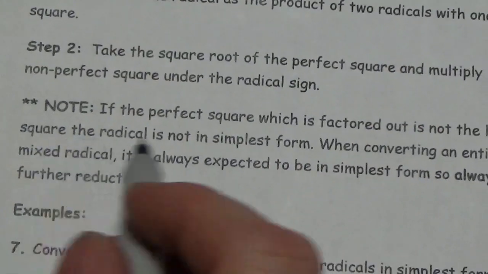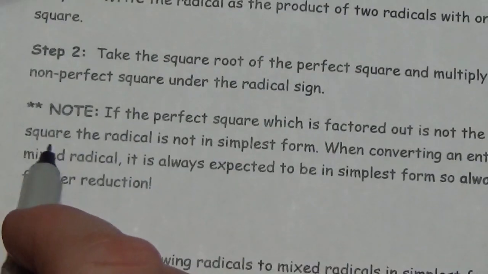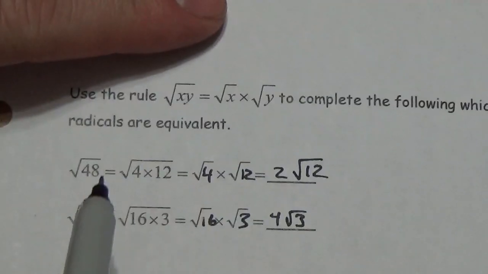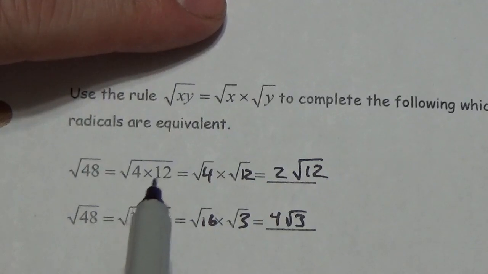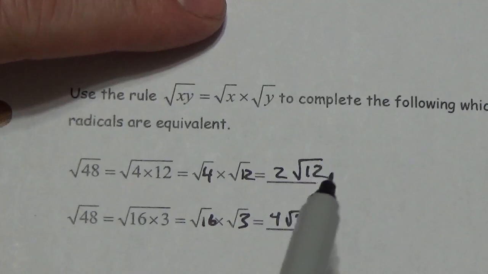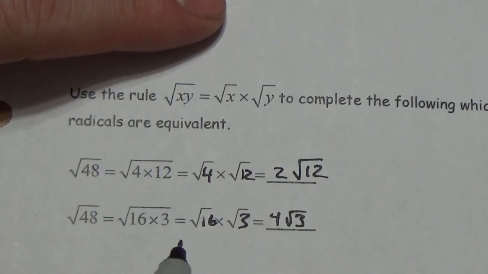Now just note here, if the perfect square, which is factored out, is not the largest perfect square, okay, then the radical is not going to be in simplest form. So you might have to do this procedure a couple of times to get it down to the simplest form here. So when you look up here, at the square root of 48, right here, I took out a perfect square, I took out a 4. But that left me with a root 12 here. Now bear in mind, 12 also has a factor of 4 in it. There was another 4 there. So another way I could have done it was to take the square root of 16 times 3.